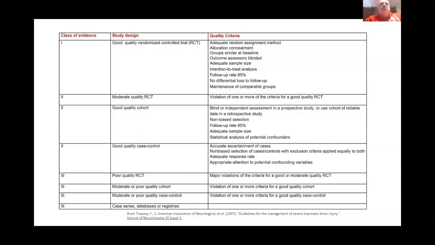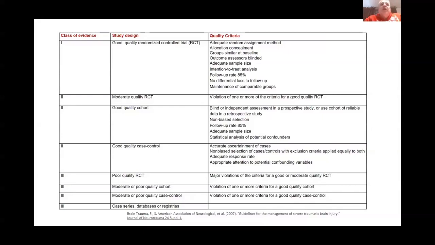These are the classes of evidence with the study design. We all know that the best study design with the highest class of evidence is a good quality randomized controlled trial that should possess adequate random assignment methods, similar groups at baseline, adequate sample size, follow-up at a rate of 85% or more, and maintenance of comparable groups. So whenever I have a good quality randomized controlled trial, I have class of evidence 1.